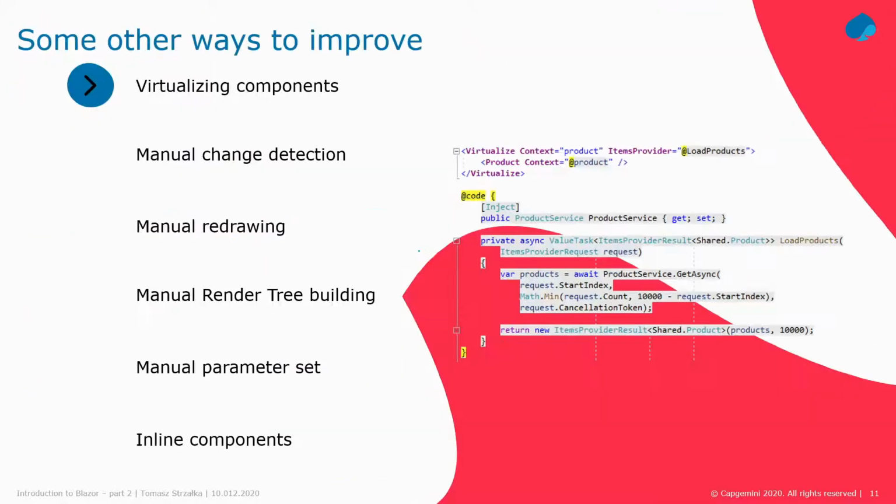So as I was probably able to convince you that the algorithm for sending the responses to the client is very efficient, we still can do better. We have many utilities to use if we want to further improve the performance of our Blazor application. First of such things is virtualizing components.